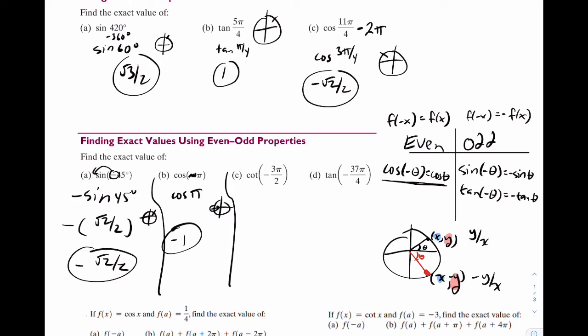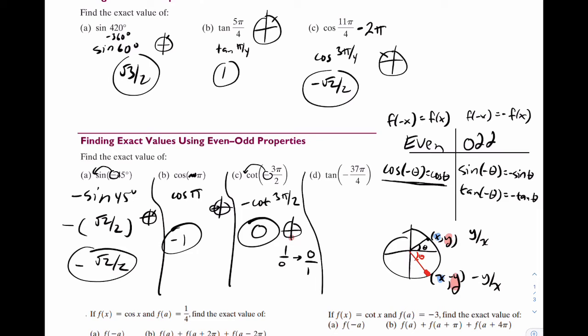Cotan. So cotan is not on the chart, but if tan is odd, cotan is also odd. That's true for secant and cosecant. Secant is even, cosecant is odd. Let's take the negative out. Negative cotan of 3 pi over 2. Cotan of 3 pi over 2. This is an interesting one because tangent is undefined there, and undefined is 1 over 0. And if you flip that, it becomes 0 over 1, which means it does become defined. So this is actually 0.